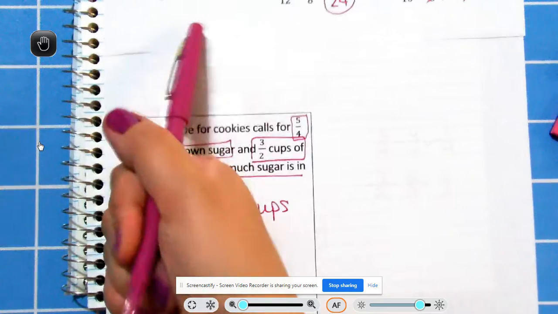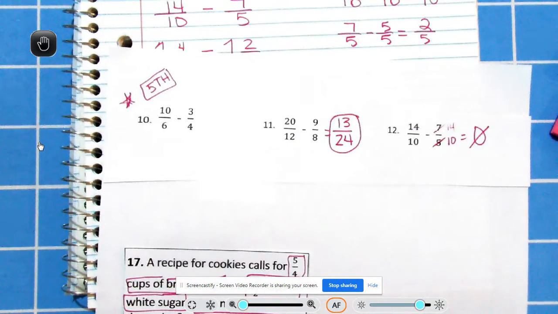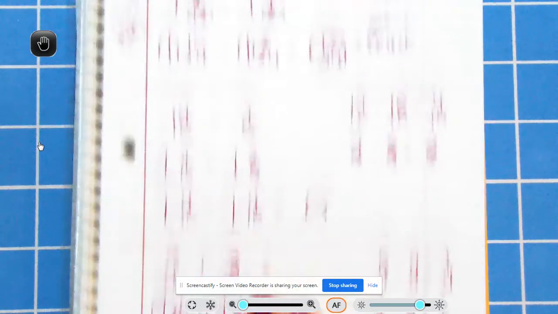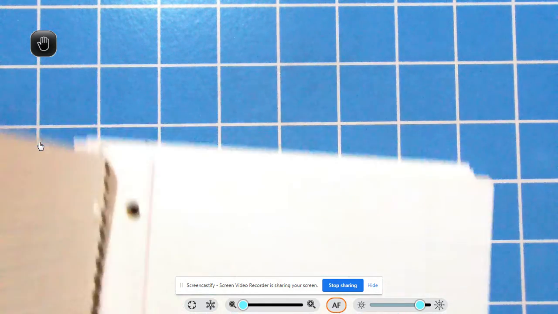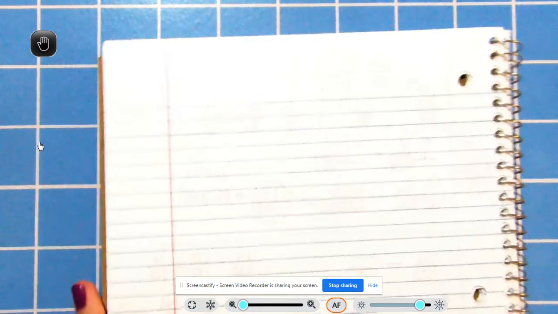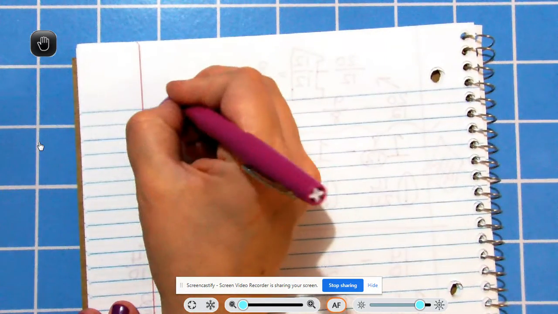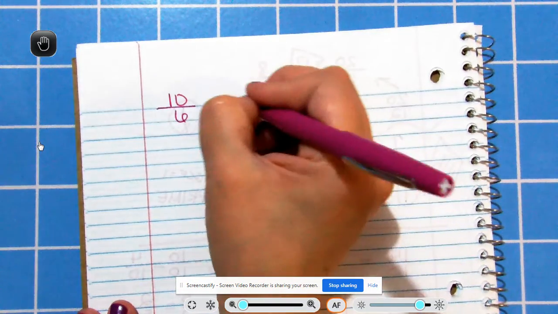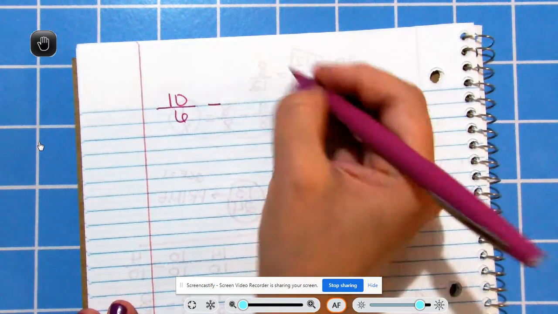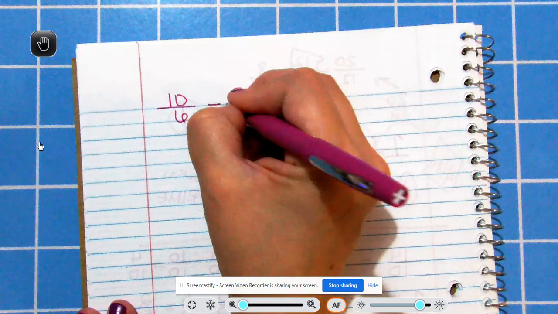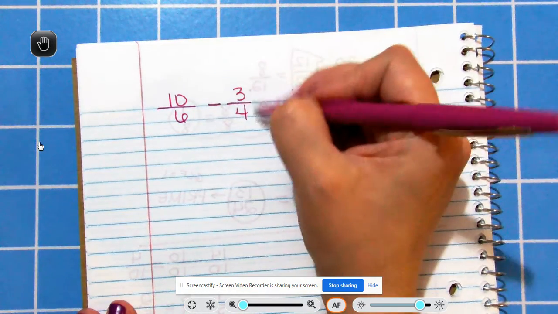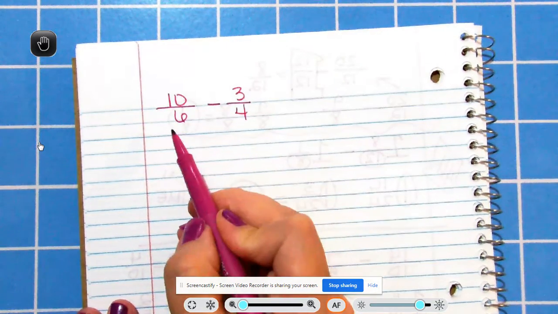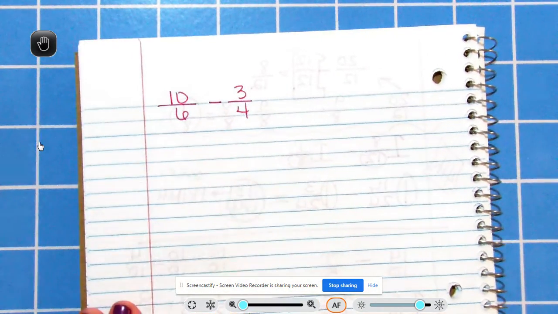All right, now we're going to try this bonus one, a little 5th grade math for you. Let's switch my page. We have 10/6, an improper fraction, and we are subtracting 3/4. This one is proper. So we're going to change this to a mixed number.